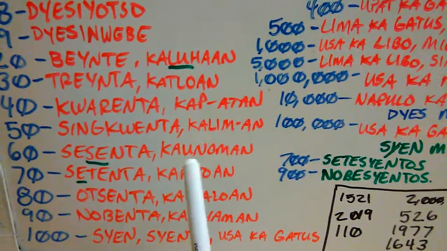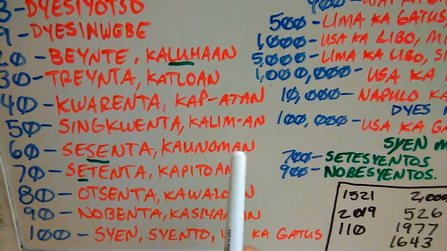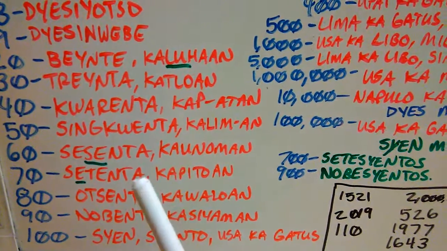60 for the indigenous set is kaunoman. No deletions whatsoever. Kaunoman.